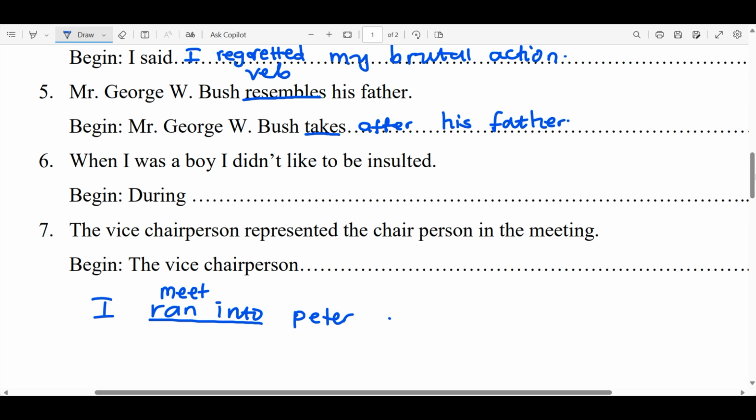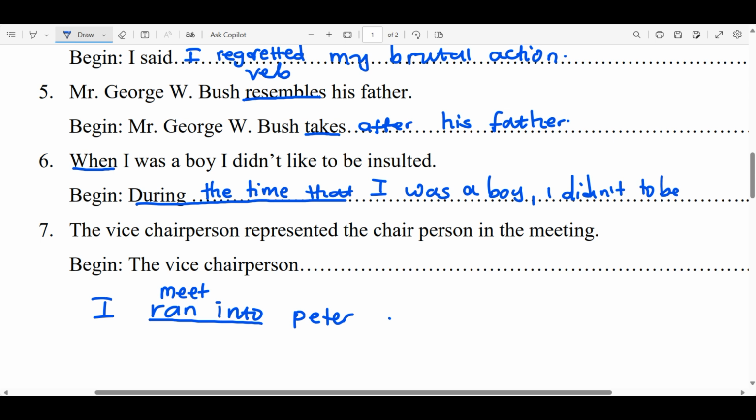Number 6, when I was a boy, I didn't like to be insulted. So the word is when. So which phrasal verb can we use that simply means the same as when, and that phrase must have the word during. So we are going to say during the time that I was a boy. So this whole thing here is a phrase. During the time that I was a boy, I did not like to be insulted.